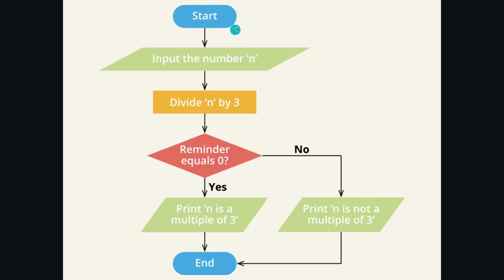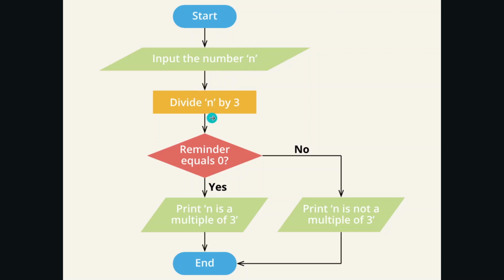Now, let's take a look at a more specific example. Here our program starts. We're inputting the number n. For us, that number doesn't matter which number we're inputting. Here we're calling it n, but it can be any number that we input ourselves. Now that number that we have inputted, let's divide it by 3.